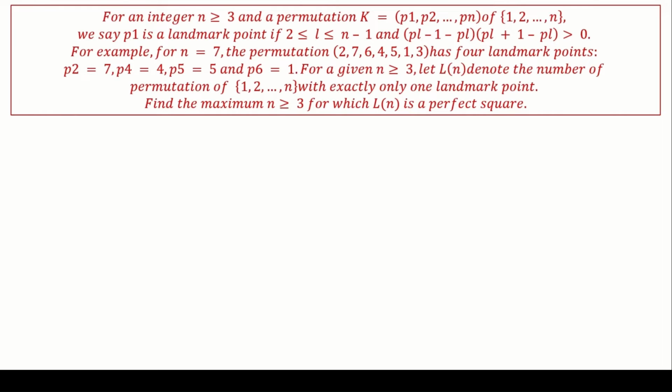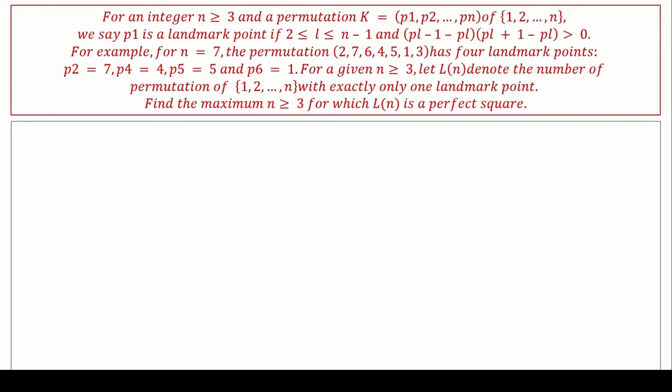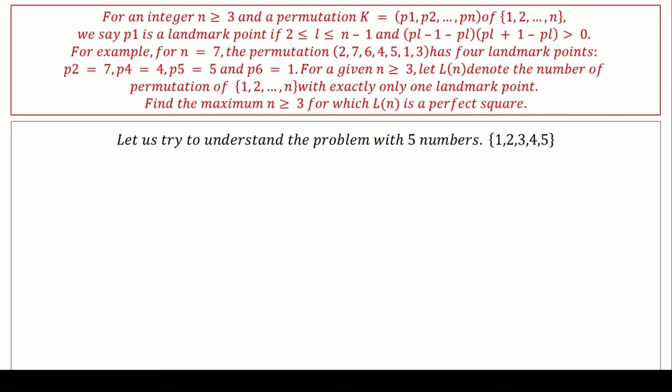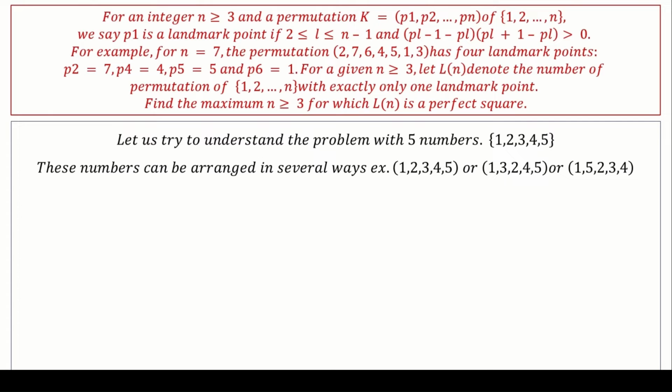Now, for n greater than or equal to 3, Ln denotes the number of permutations of 1 to n which have exactly one landmark point. So we need to find out which permutations have only one landmark point, count them, and then find n where Ln is a perfect square. Let's see how to do it. First let us understand the problem once again with an example. We will take the numbers 1 to 5 and arrange them.